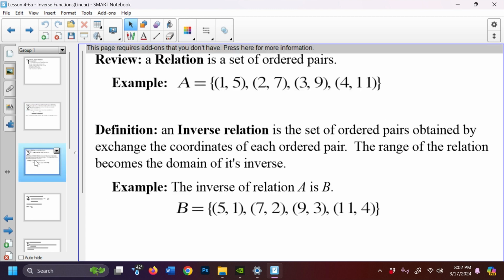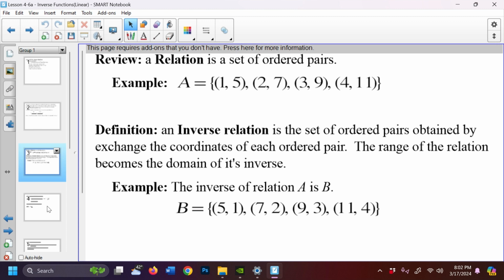As an instance, if I have this relationship of ordered pairs, and this is just a set of points in a coordinate plane: (1, 5), (2, 7), (3, 9), and (4, 11), then the inverse is the set of ordered pairs all obtained by exchanging the coordinates. So (1, 5) becomes (5, 1). We're just switching the x's and the y's. (2, 7) becomes (7, 2). (3, 9) becomes (9, 3), and (4, 11) becomes (11, 4). Again, just switching x's and y's.